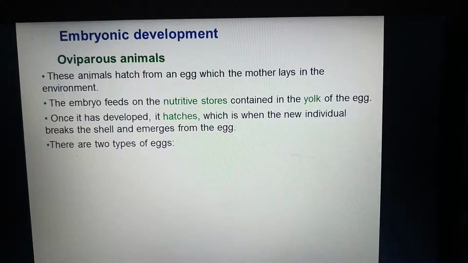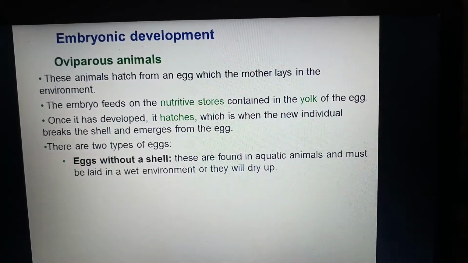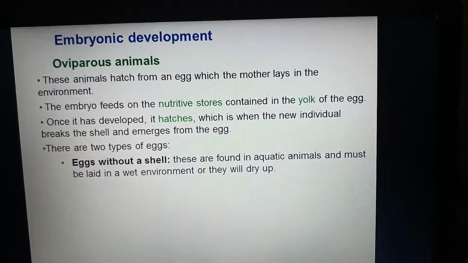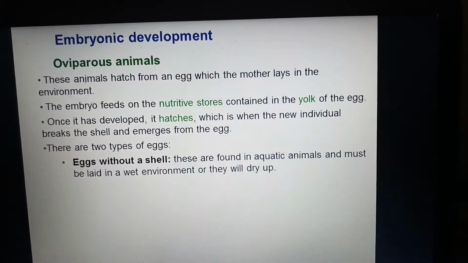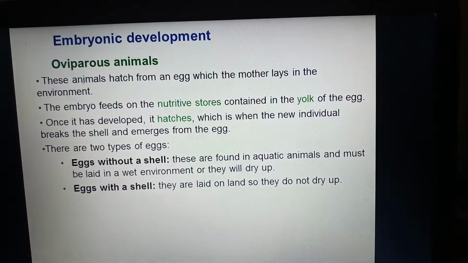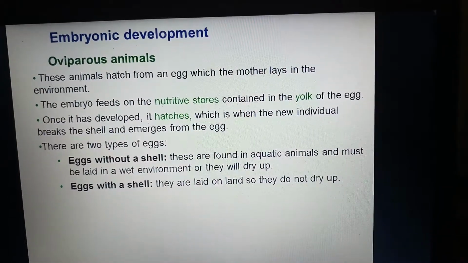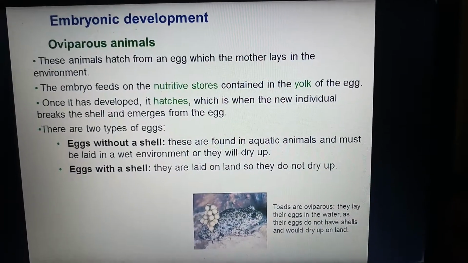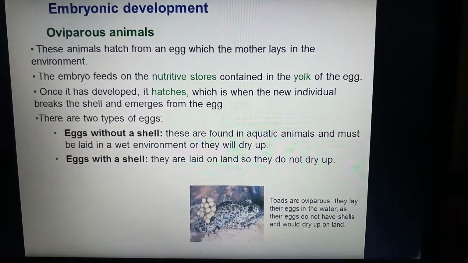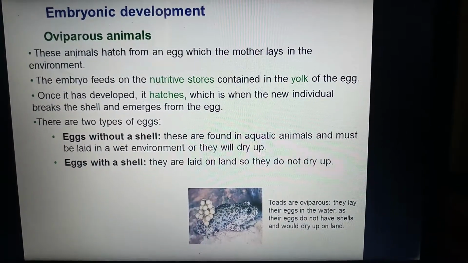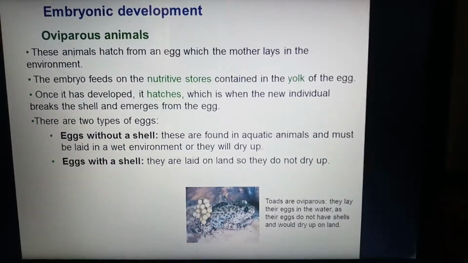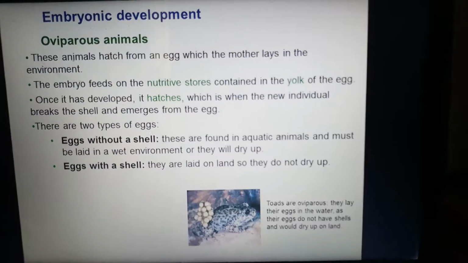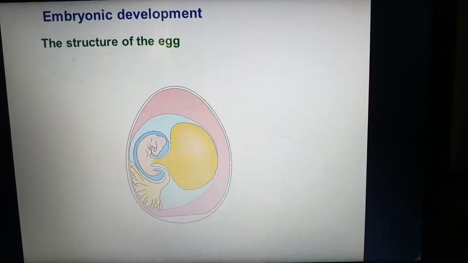There are two types of eggs. Eggs without shell are formed in aquatic animals and must be laid in a wet environment or they will dry up. Eggs with a shell are laid on land so they do not dry up. For example, toads are oviparous. They lay their eggs in the water as the eggs do not have shells and would dry up on land. Because of that reason, the toad will always lay the eggs in the water.